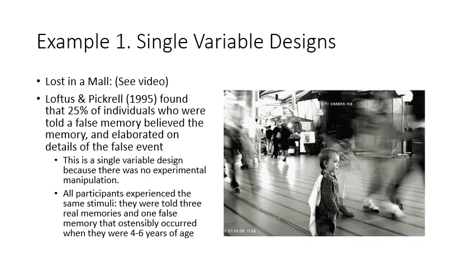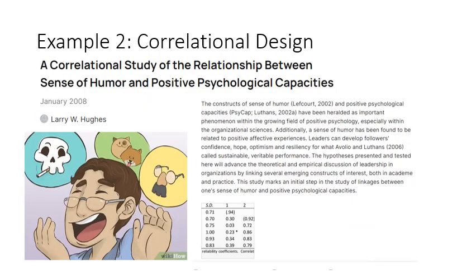And this is a single variable design because there wasn't a manipulation. That is, everyone who participated experienced the same stimuli. Everyone was told 3 real memories and 1 false memory that ostensibly occurred when they were 4 to 6 years of age. So the experimenter did not change anything for any of the participants. So this is a single variable design.